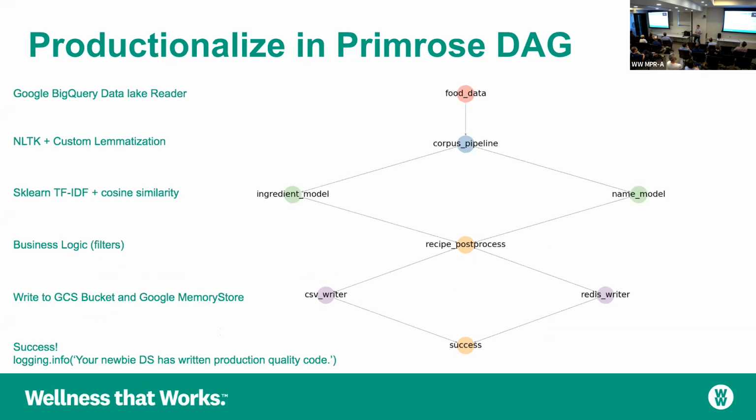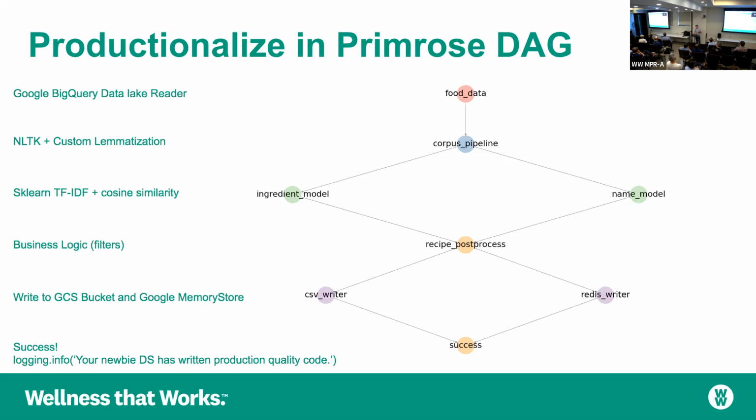But then we can send it out to any number of writers we want. So we write to our Redis cache from which our APIs will read. And we also have writers to write all our recommendations in CSV form if we want. We can upload that to Google Cloud buckets if we want. And at the end, it all comes down to the success node where you can have it do whatever you want. Here we're logging a message saying your newbie data scientist has written production quality code.